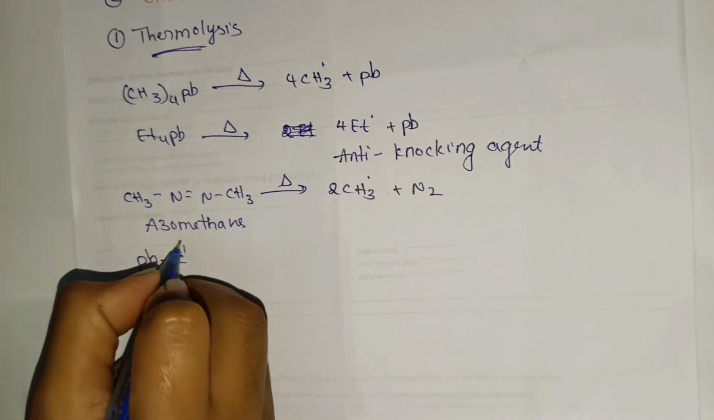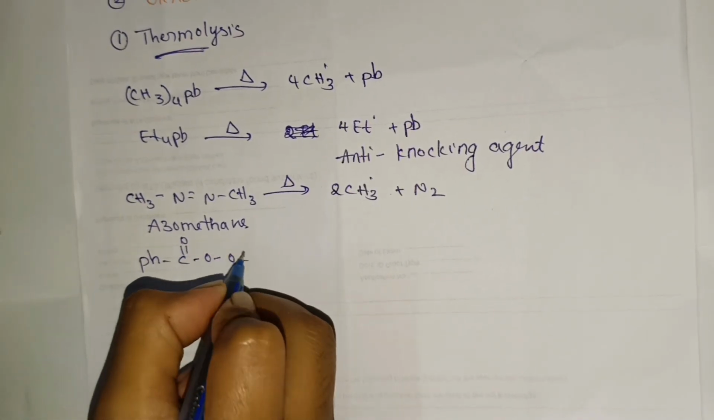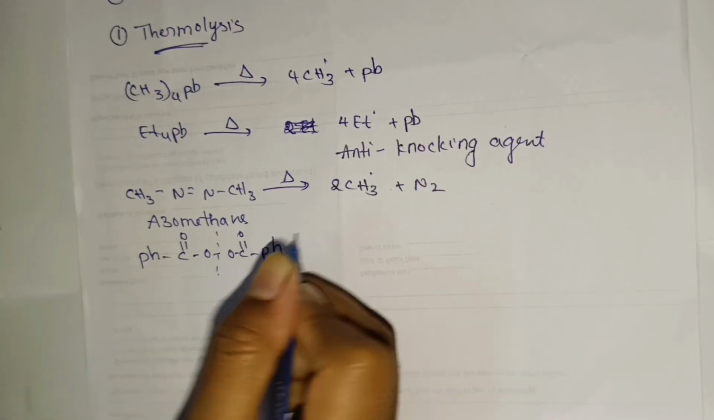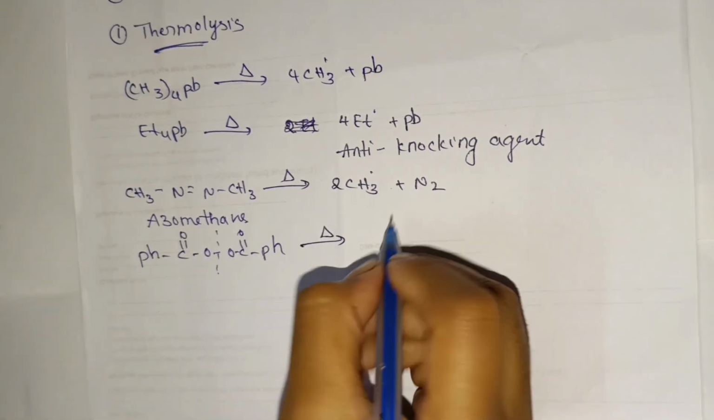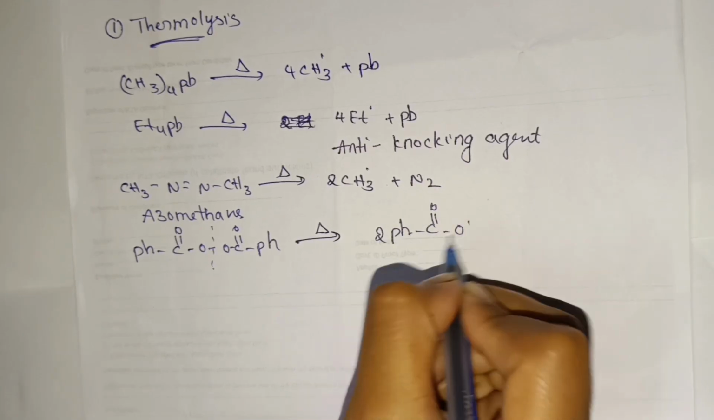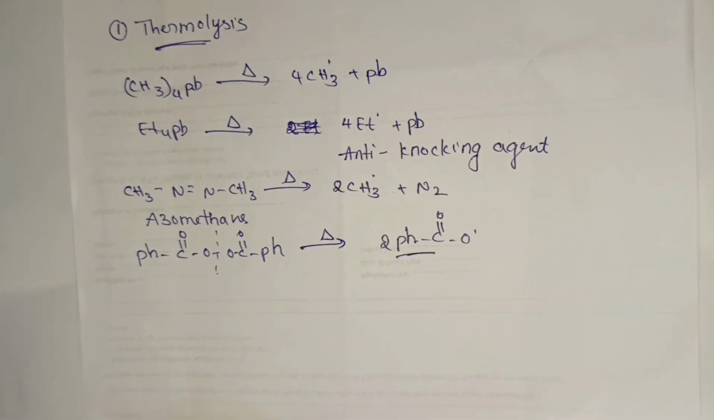Same like this, benzoyl peroxide. This is benzoyl peroxide. The bond breaks like this. In presence of heat, it forms a free radical. This is the free radical.